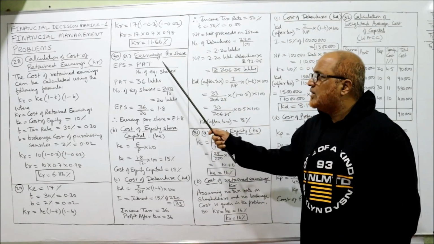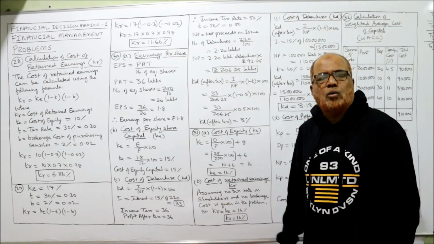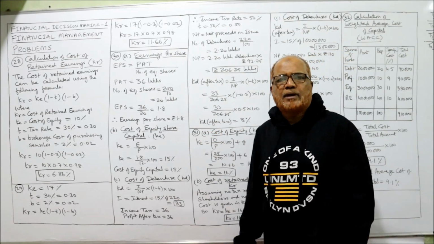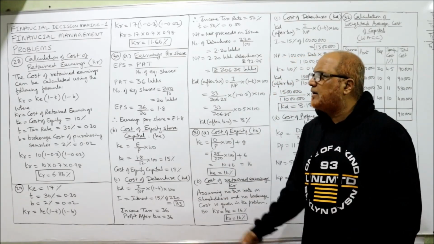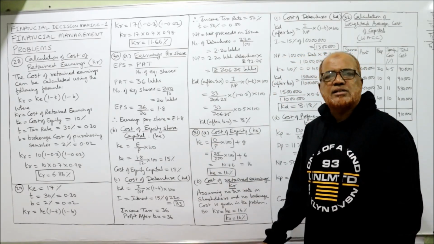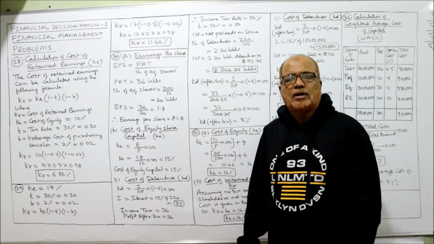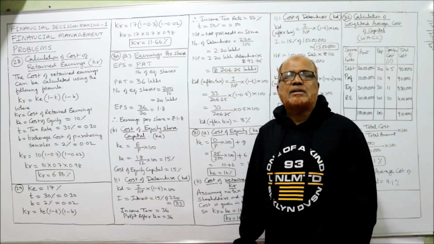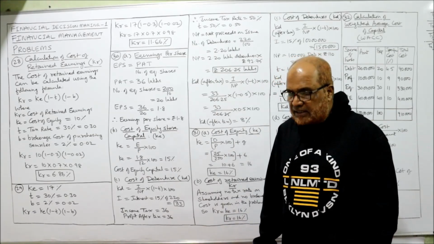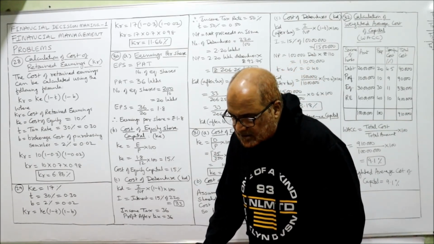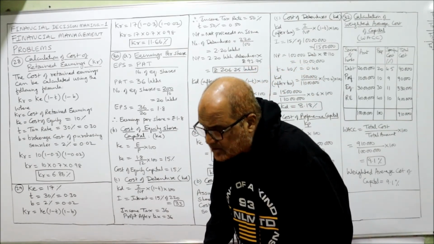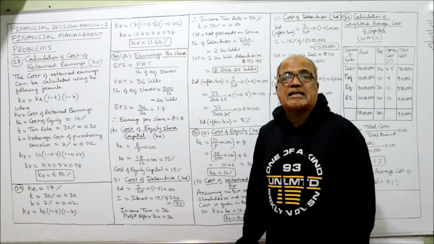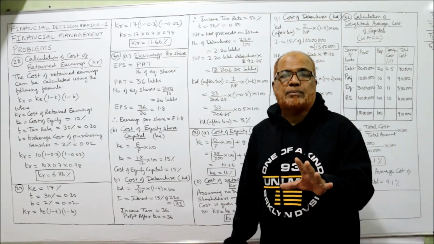The PAT is given in the problem, 36 lakh. No calculation, nothing. It is given, 36 lakh rupees is the PAT. Number of equity shares is not given. Now we have to find out. The total equity share capital is 200 lakhs.